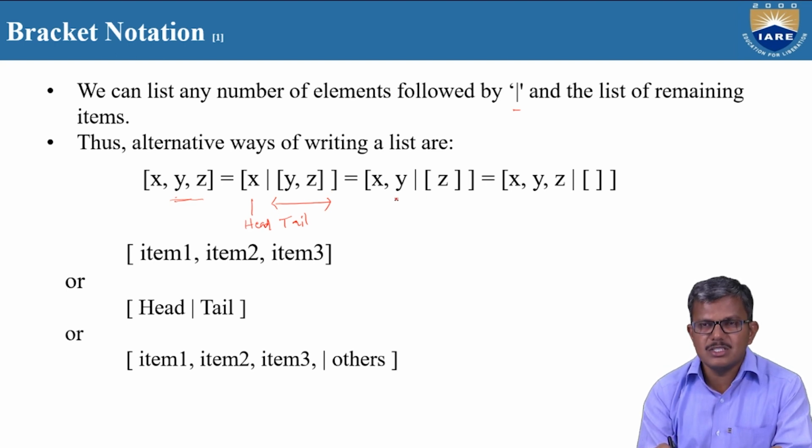Otherwise you can represent it in this fashion also: X comma Y followed by the pipe symbol and the remaining thing. Or otherwise you can take it in this particular fashion also. In this case, the tail part of the list is Z, which is non-empty, and here it is empty. That's why we say that whenever there is a pipe symbol in the representation, the left side portion of the pipe symbol becomes the head and the right side portion of the pipe symbol becomes the tail.